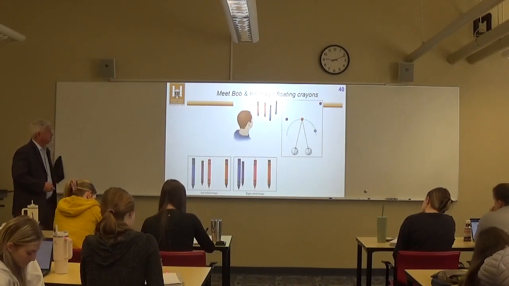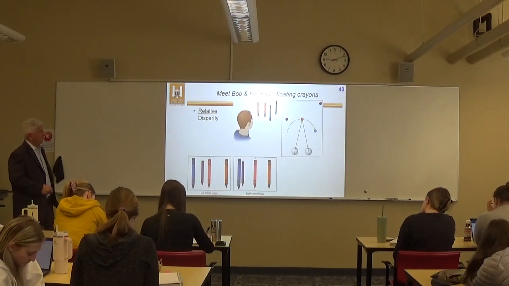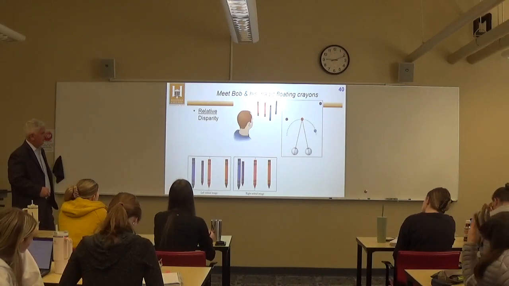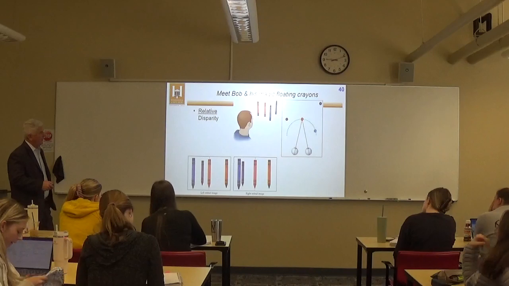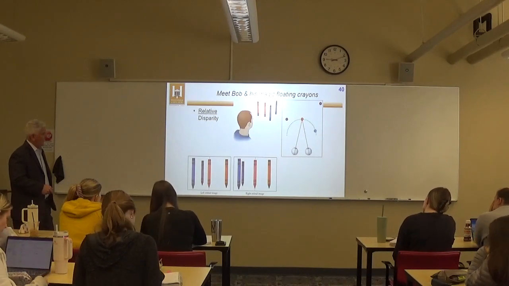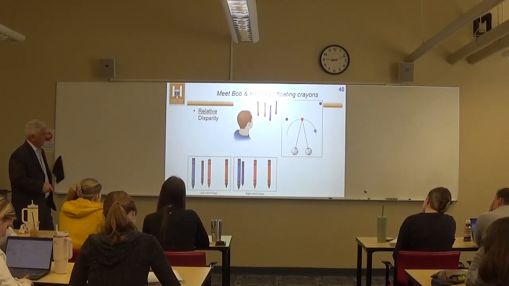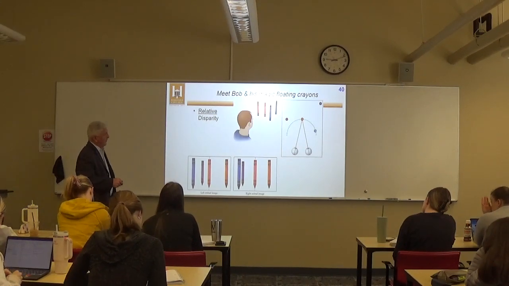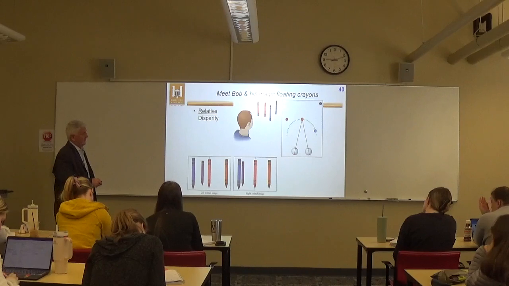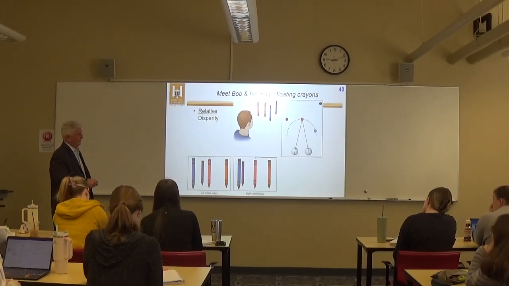All right. This is Bob and his magic floating crayons. It's an example from your book, right? And here, the red crayon is on the horopter, the blue crayon is on the horopter. The other two are not. The brown, is it closer or further away to our horopter than the purple?